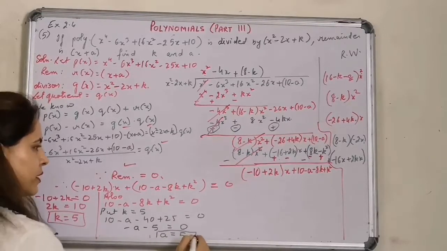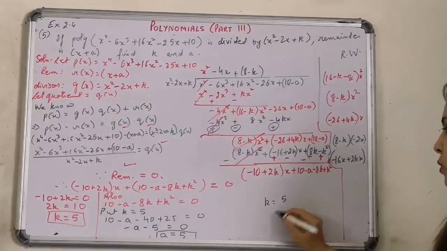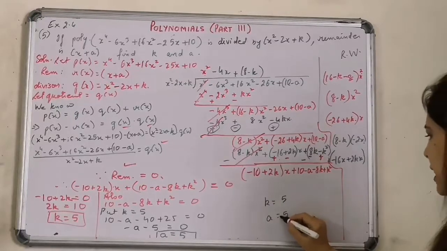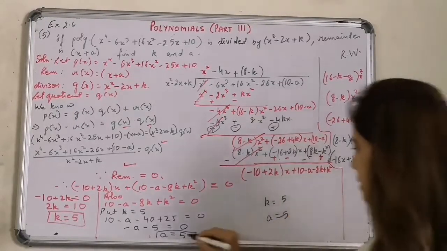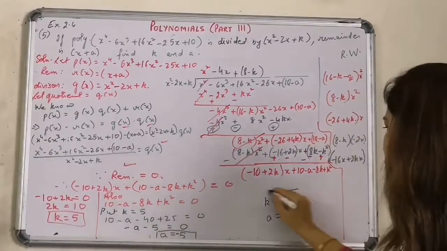So this is what we were required to find out. The value of k is 5 and the value of a is also 5. A is minus 5 rather. Let's pen down the minus sign over here as well. A is minus 5 and k is 5.